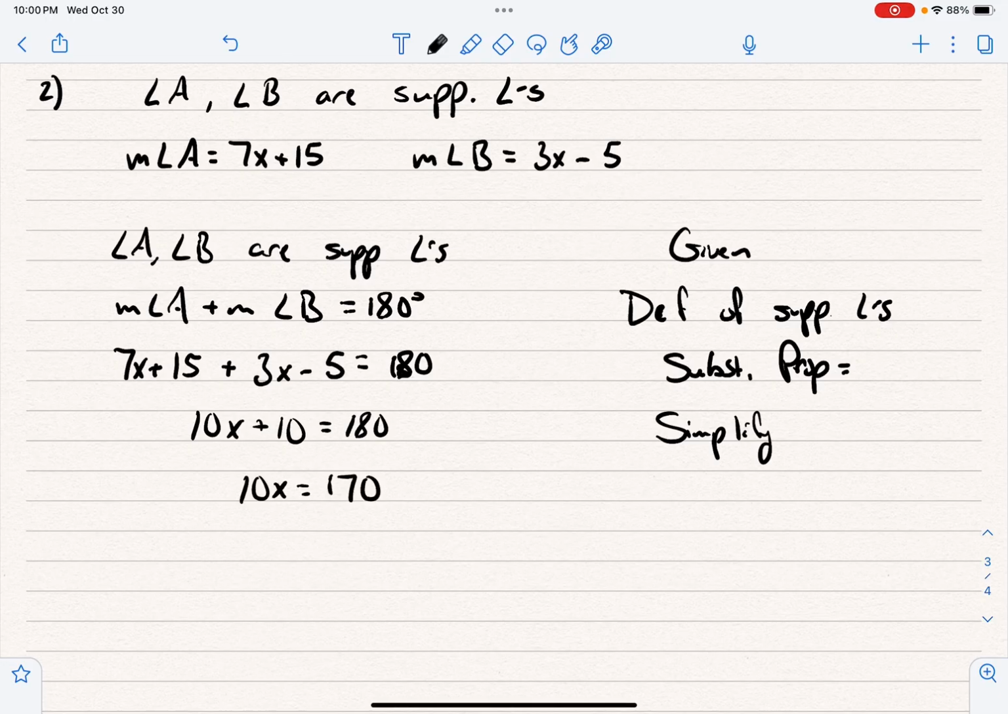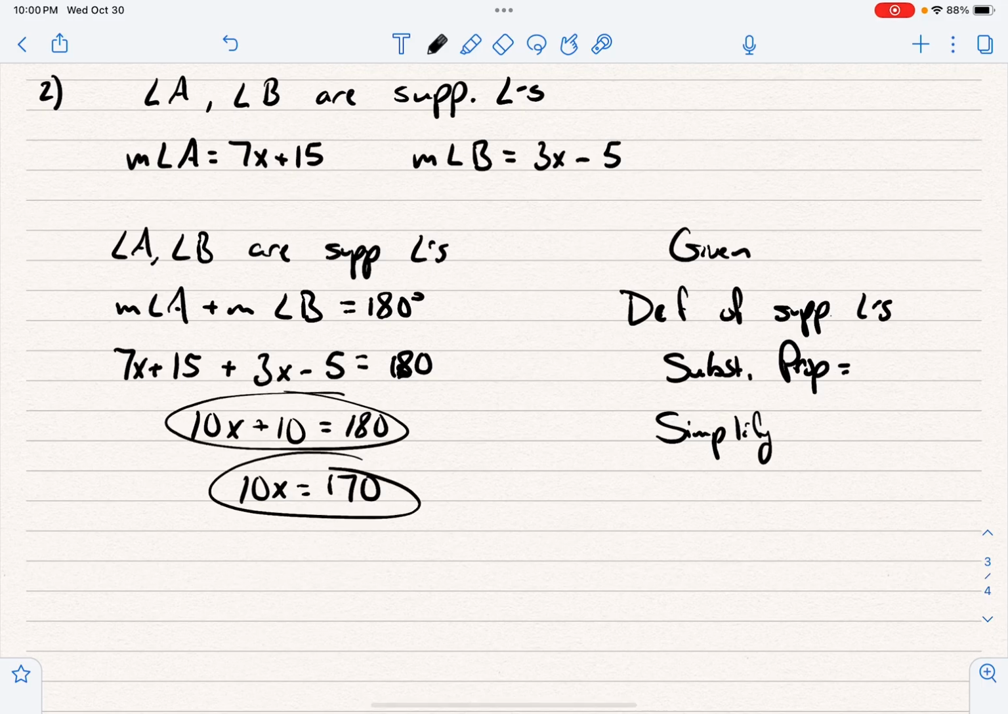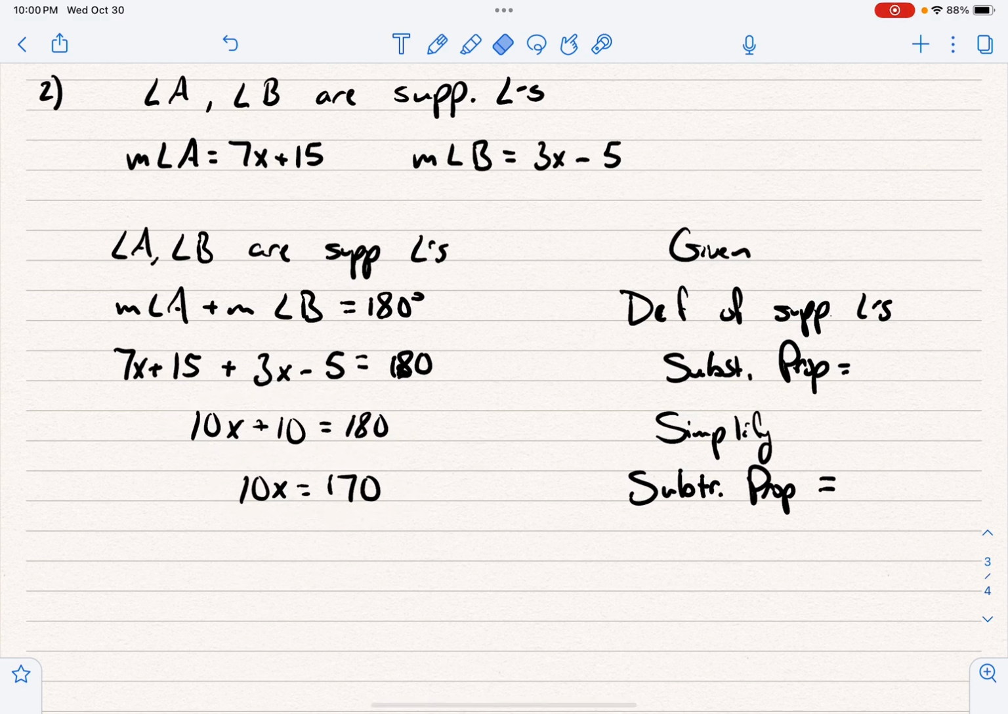And again, if I was there with you, I would ask you, what is it I did from this step to get to this step? And everyone in the room should be able to tell me, I subtracted 10 from both sides. So that is the subtraction property of equality. All right, and next, I can get to x equals 17. And again, everyone in the room should be able to tell me, all I did was divide both sides by 10. So that is the division property of equality. Okay, hopefully as a group, you were able to get x equals 17, and hopefully as a group, you were able to follow these steps right here.